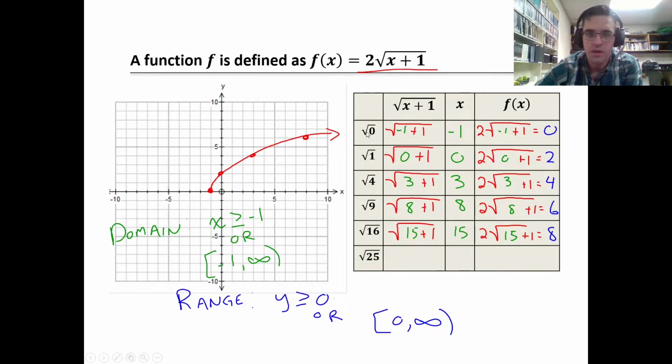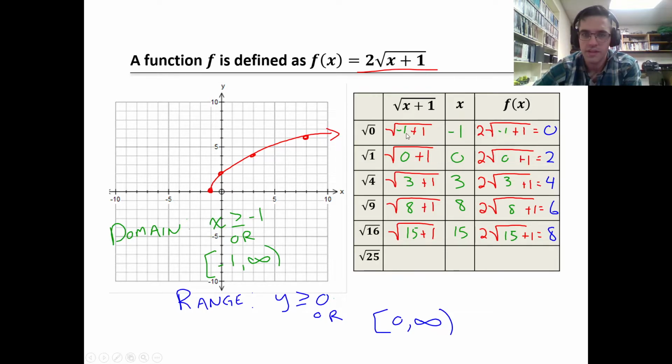So my first point, I want to get the radical to be square root of 0. I want to get square root of 1. I want to get square root of 4, and so on. 9, 16, 25, perfect squares. Probably not going to get to 9, let alone 16 or 25, but we'll try them out just for practice. So if I want to get the square root of x plus 1 to equal the square root of 0, then x has to be negative 1. And that makes sense because negative 1 plus 1 equals 0.